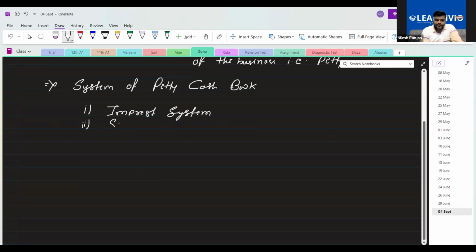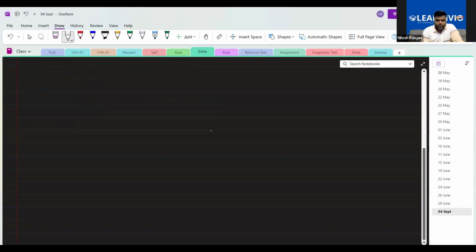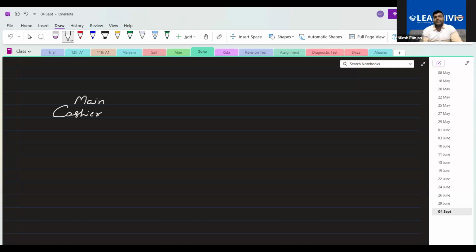The second is simple system. Now, what is the system of this petty cash book? First of all, you have to understand that this is the main cashier. He is doing all the expenses, all the payments and recording all the transactions. So he already has two works: to record all the expenses, and also to pay the money for these expenses. Any bill that he gets, he will reimburse. Any expense that is to be incurred, he will pay the amount. So he already has so many works.